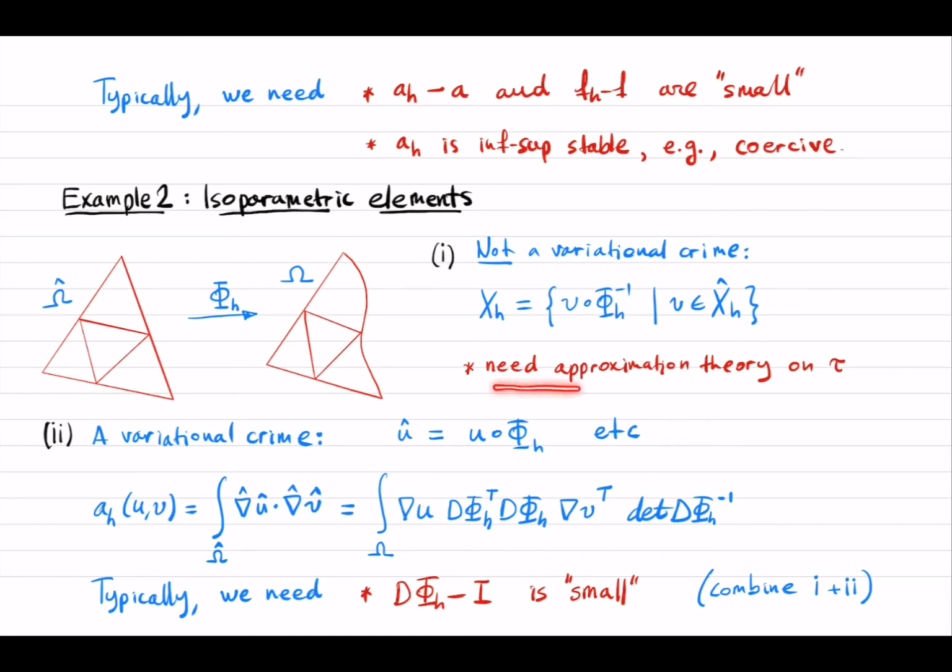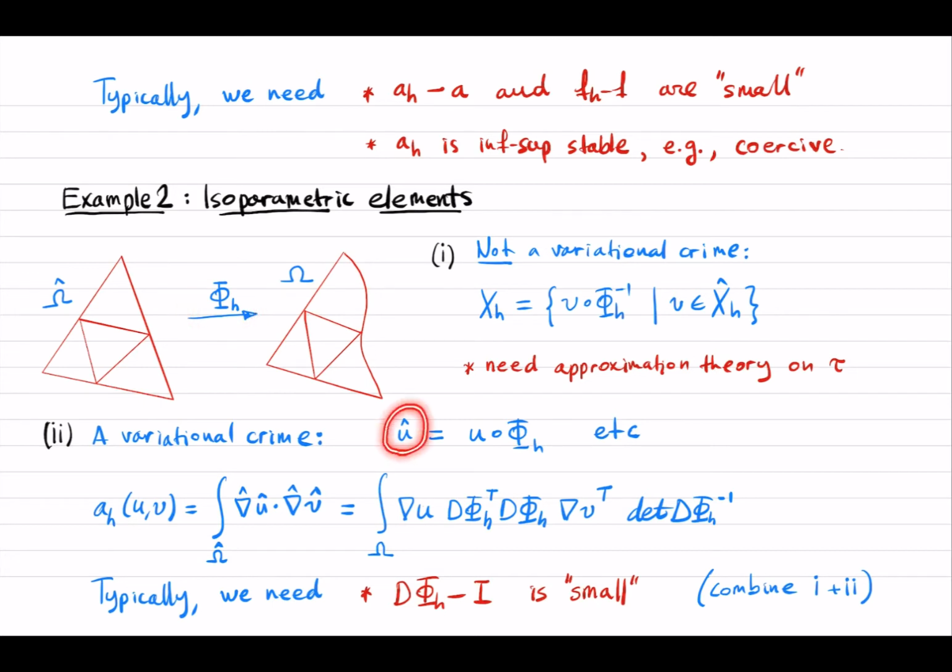What we need is an approximation theory on these curved triangles. So, for example, the finite element spaces are not going to be polynomials anymore, unless, of course, this phi_h is a polynomial itself, and we need some theory to take that into account. Now, the second way would be to look at the triangles here, this domain omega hat, and look at the pullback of functions on the curved triangles under this mapping.